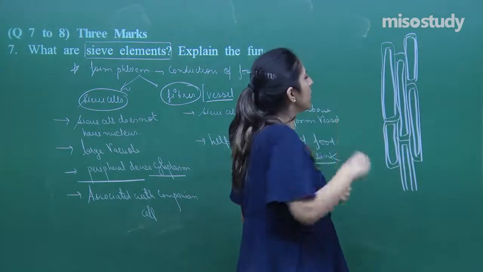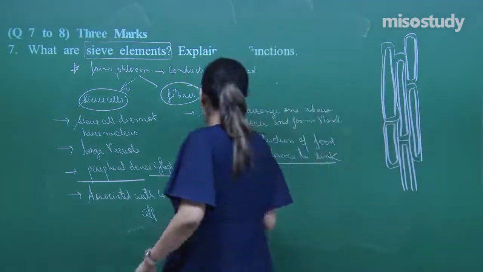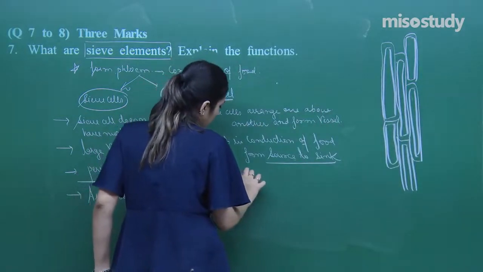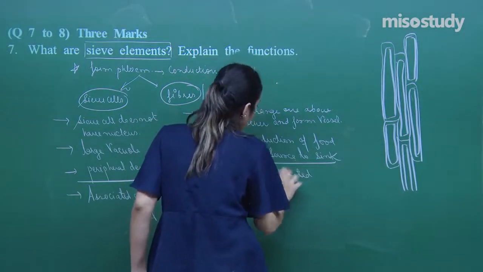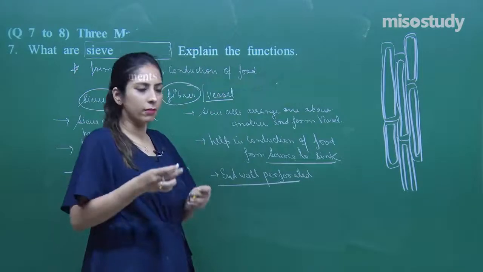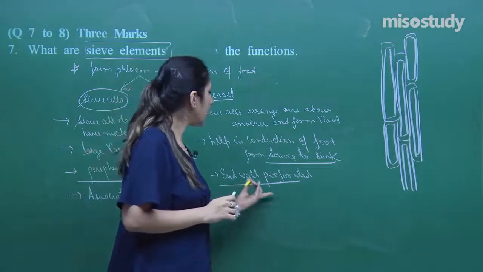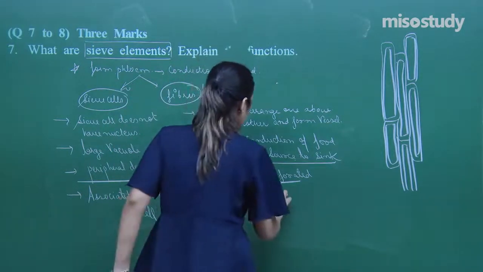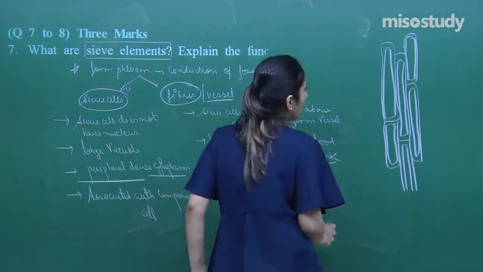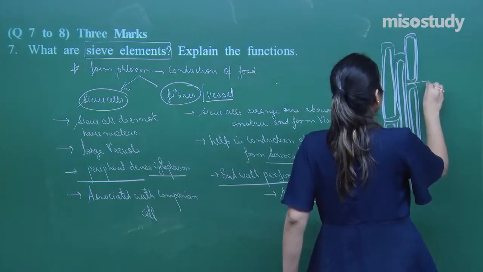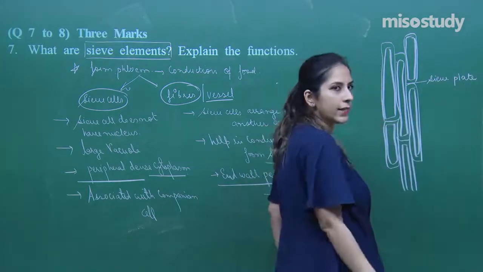One more thing that I would like to discuss: here the end wall is perforated. Let's write here only, end wall is perforated. And what is the function of this perforation? So that a continuous channel will be formed for the proper conduction of food from one place to another. That end wall which is perforated is also called a sieve plate. So in this case the structure is like this, and this is called a sieve plate.